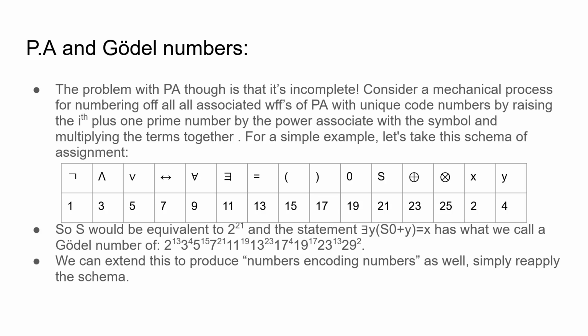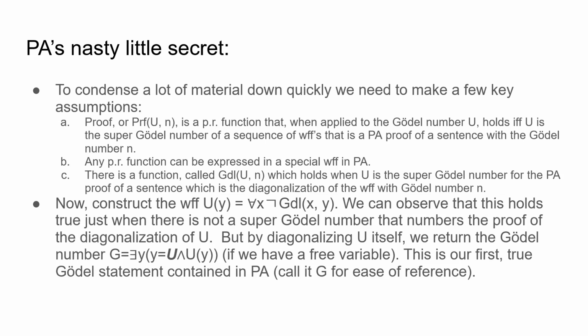If we take Gödel's original coding schema, where we take each particular symbol and associate it with an odd number, and then we take each particular free variable and associate that with an even number, we can take the ith plus 1 prime number and then raise it to the power associated with the symbol and multiply all the terms together to get a full wff, so to say. So for example, s would be equivalent to 2 to the 21, and the statement as well here is equivalent to this gobbledygook of a number. We can further extend this to produce numbers encoding numbers, or what's called super Gödel numbers.